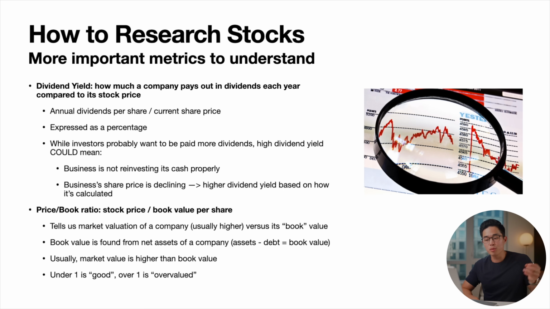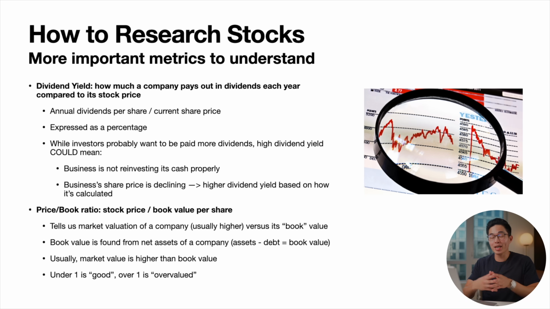So while investors probably want to be paid more dividends, a higher dividend yield could mean that the business is not reinvesting its cash properly, or the business's share price is declining. And this would result in a higher dividend yield based on how it's calculated. So let's say you have a company and its share price is $100, and every year they are paying out $5 in dividends. You take 5 divided by 100. This gives you 0.05, which is 5%. So in this case, 5% is going to be your dividend yield. Essentially, they are paying out 5% of the share price every year in dividends to shareholders.